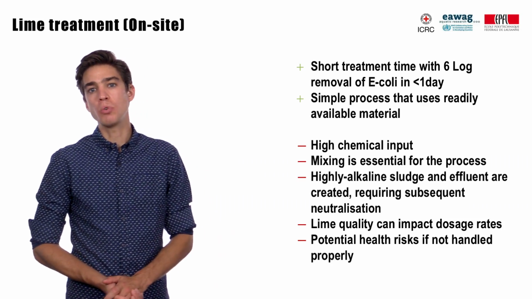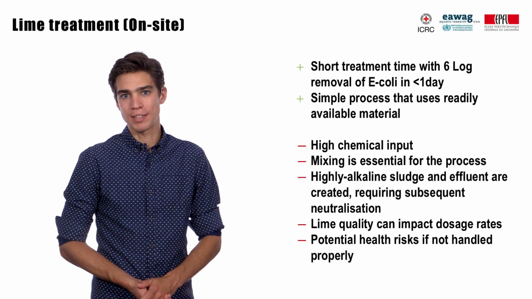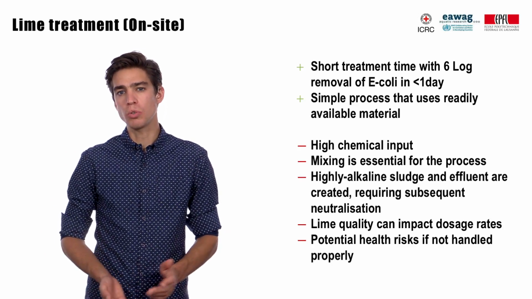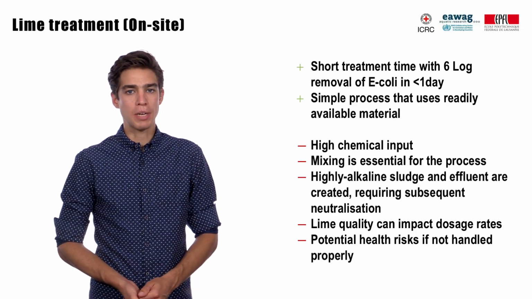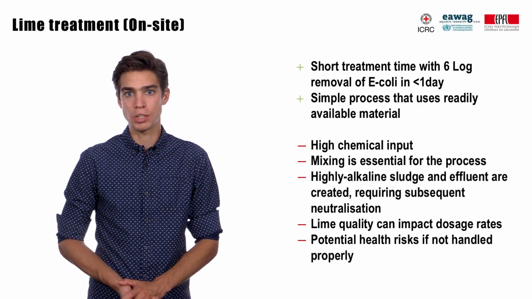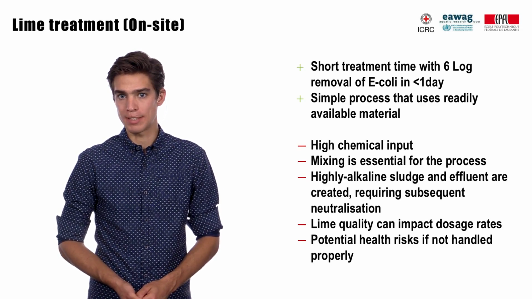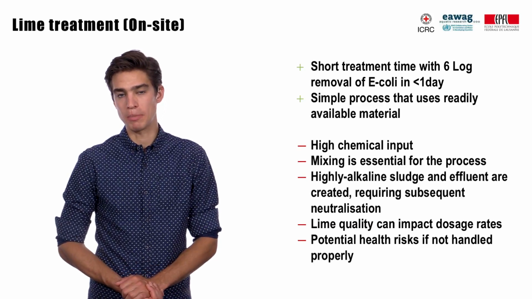Lime treatment is very useful due to the short treatment time of the sludge. The process is simple and uses materials that are usually locally available. But it has to be noted that pathogen regrowth will occur again once the pH drops below 11, and therefore lime treatment is rather a temporary stabilization than a long-term treatment solution.